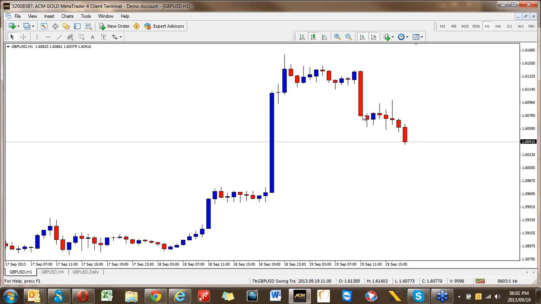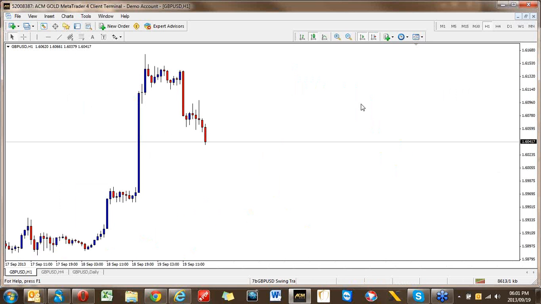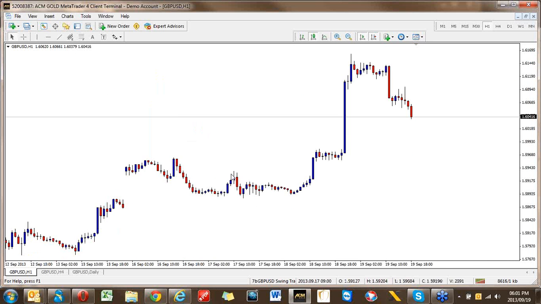And you can decide how to set your background, etc. on this. You want to zoom in and zoom out. There it is over there. That's entirely up to you. I've decided to have a white background with my blue candles going up, my red candles coming down. You can have whatever colors you want to.